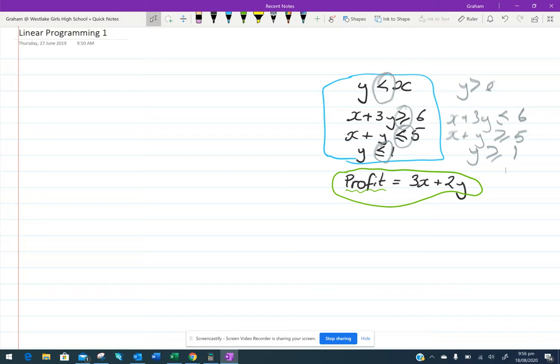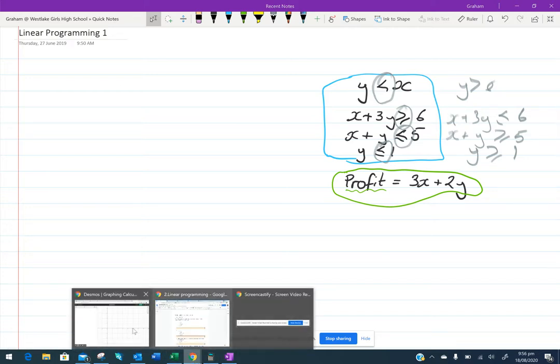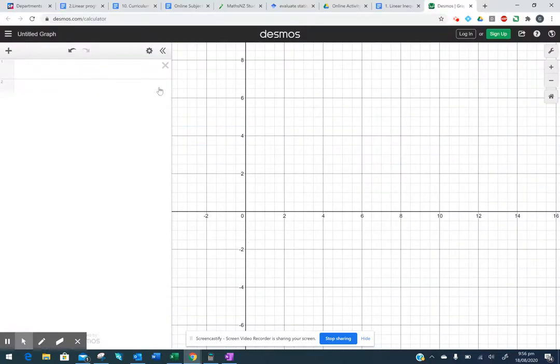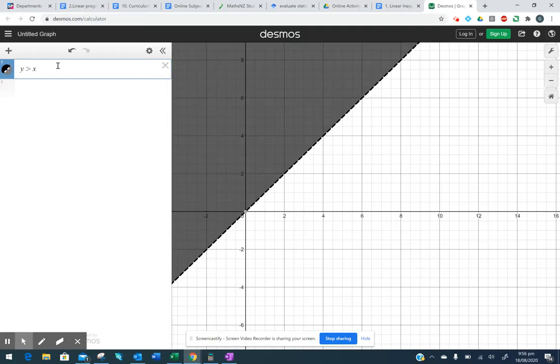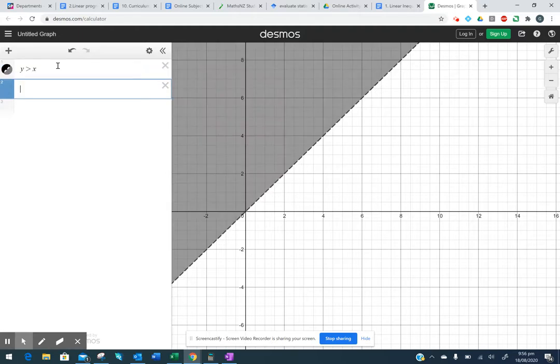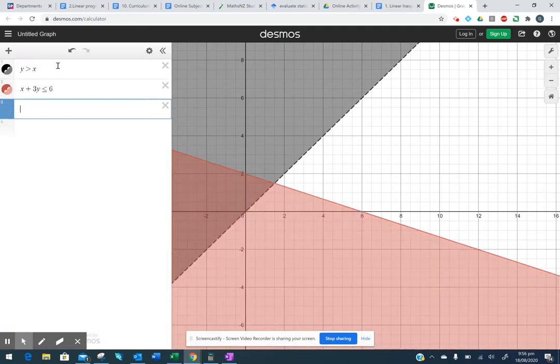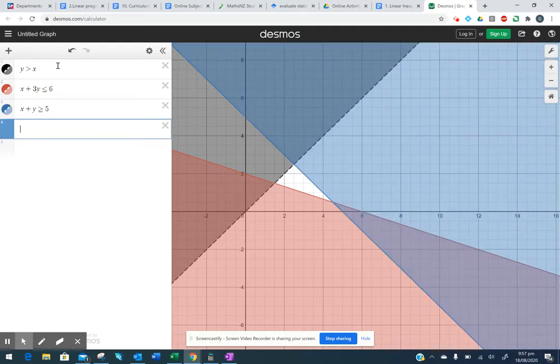But we won't find that out until we go to Desmos. So I'm going to click on desmos.com/calculator, and at the top here it gives me the ability to write my equation. So I'm going to write y is greater than x, and it draws my graph for me. For my second one, I want to have x plus 3y is less than or equal to 6. So I've got to do the less than first and then the equals to, and it turns it in. And there's my 6. I'm going to go x plus y is greater than or equal to 5. And my last one, I'm going to say y is greater than or equal to 1.